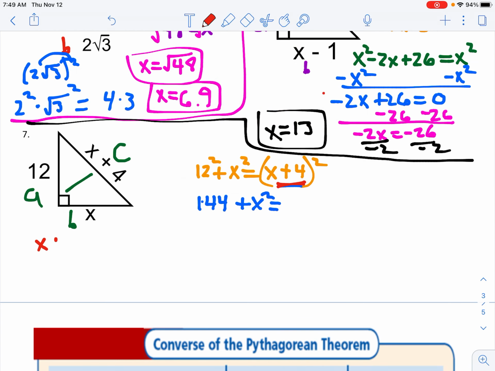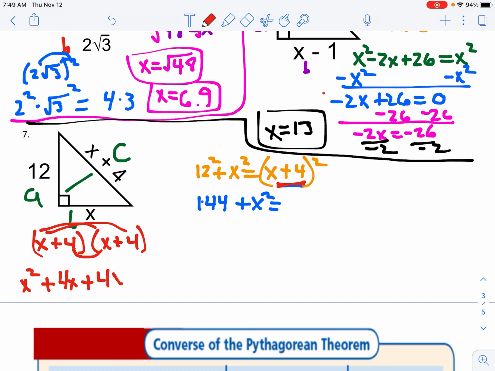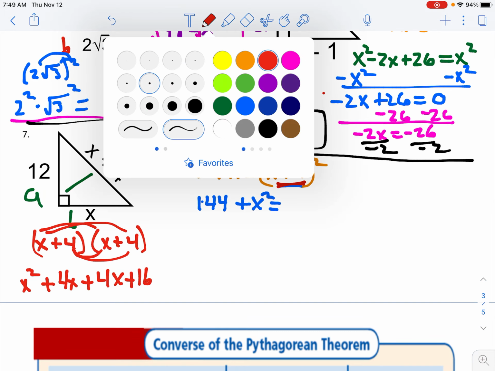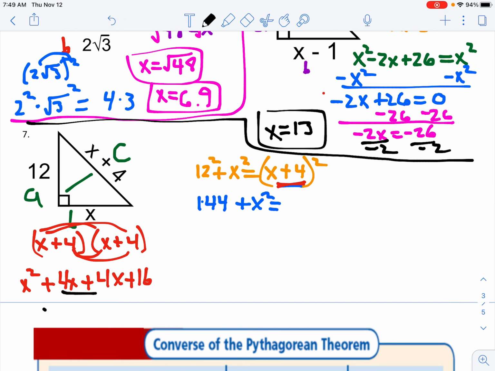It's this right side that I got to do some work over on the side for. So I'm going to do some side work. Remember, if we have something in parentheses like that squared, we're going to write it twice, and we're going to use FOIL. X times x is x squared. X times 4 is 4x. Slide over. 4 times x is 4x. 4 times 4 is 16. Remember, if I clean that up, I can combine like terms, and it turns into x squared plus 8x plus 16. So that's going to go on the right-hand side of my equation.